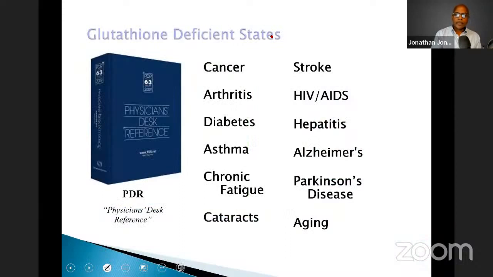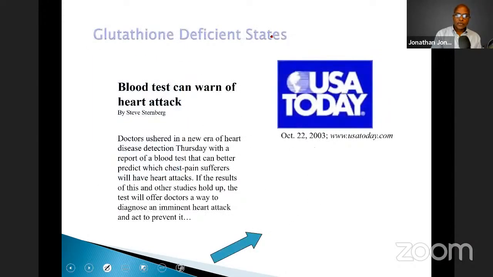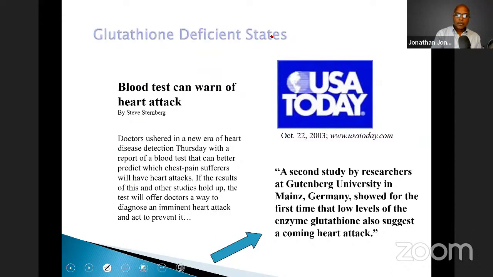Glutathione, by the way, MicroDaily raises lymphocytic glutathione levels. And the Physicians' Desk Reference says that a stroke is a glutathione deficient condition. There was a study done out of the University in Mainz, Germany, that also measured low levels of glutathione. This is a conclusion that they drew at Gutenberg University in Mainz, Germany. It suggests a coming heart attack.